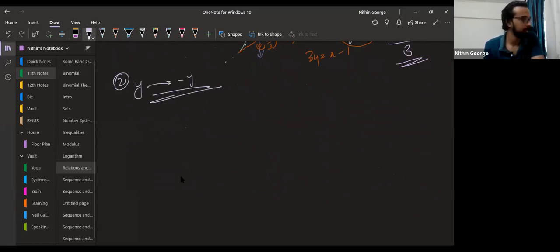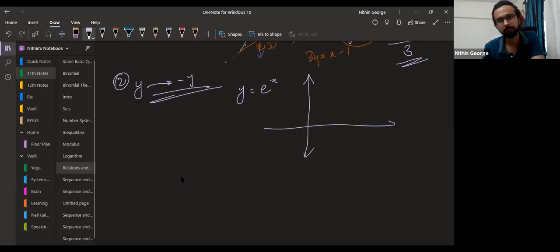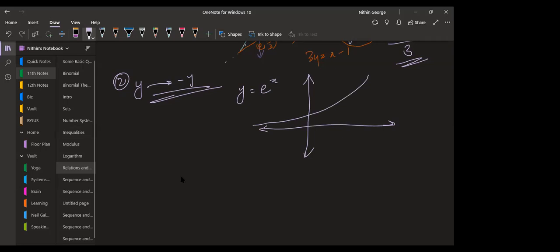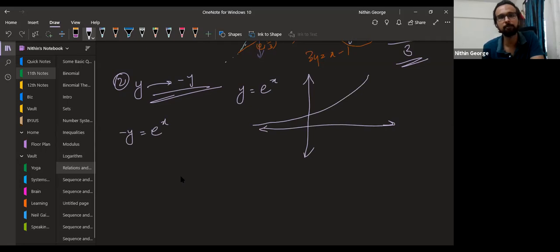Y becomes minus y. So, an example would be y equal to e power x. You know the graph of e power x? Yes, sir. Now I replace y with minus y. Minus y equal to e power x. Y is equal to minus e power x. How do you draw this graph?